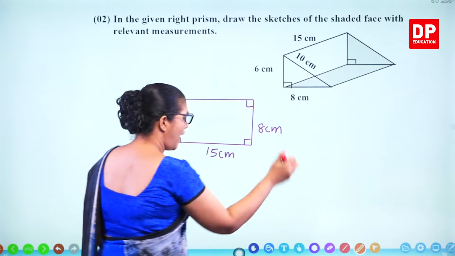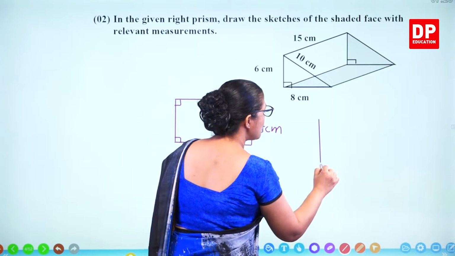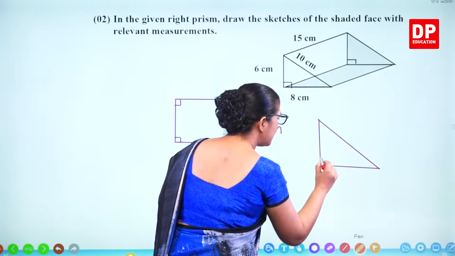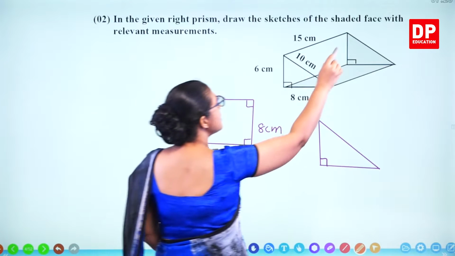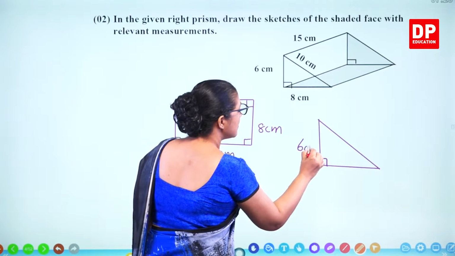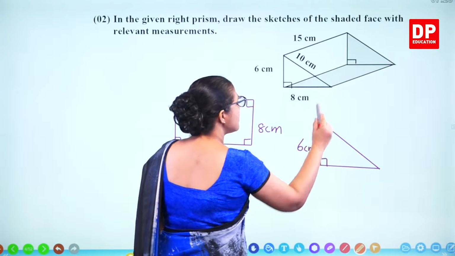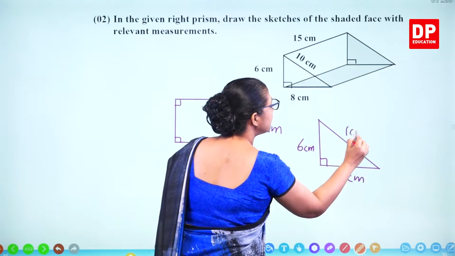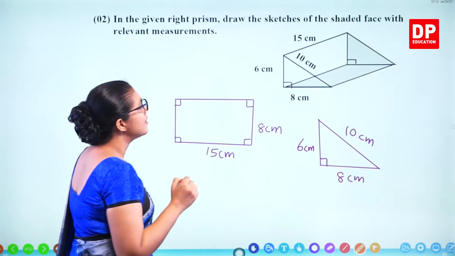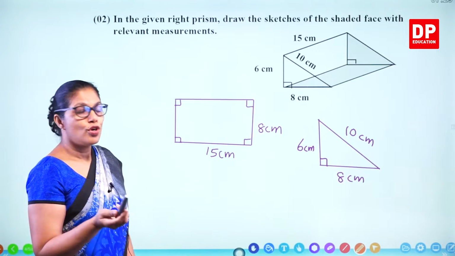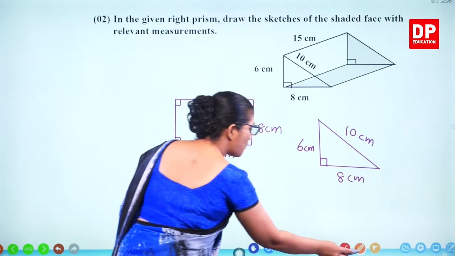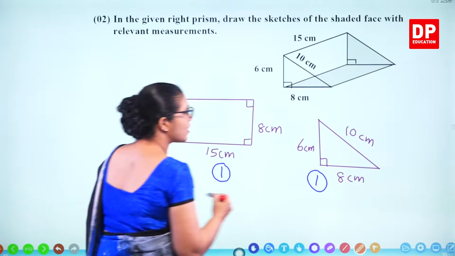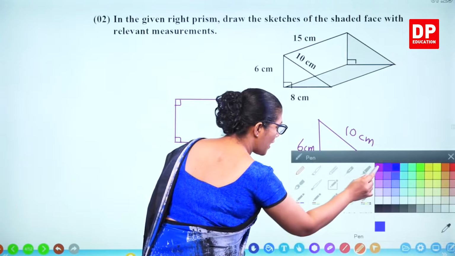Now you can see a triangle. What are the measurements? In the triangle, that's a right angle triangle. Here this height is 6 and this is 8 centimeters and this length becomes 10. So that's the triangle. These are the 2 shapes that you need to draw. 1 mark for one shape and 1 mark for the other one. Altogether 2 marks for that.